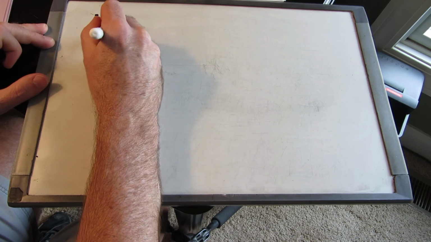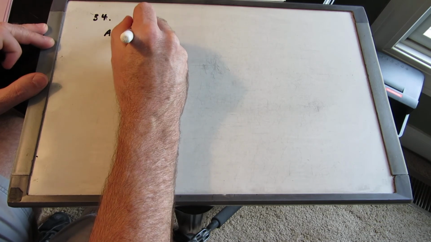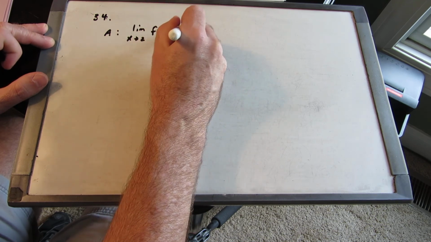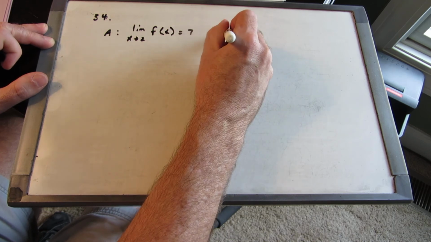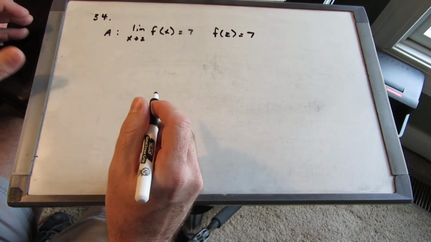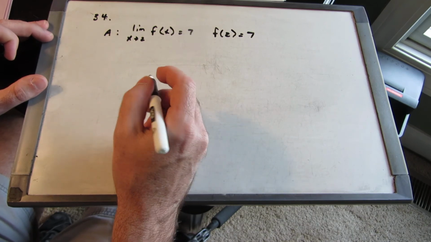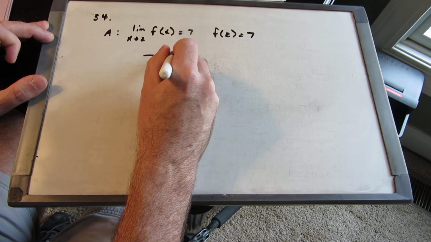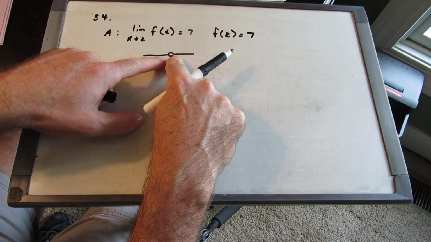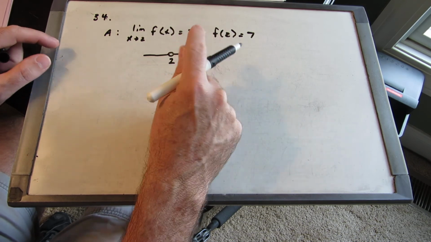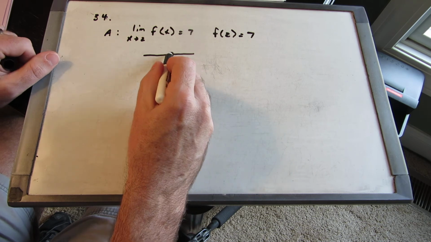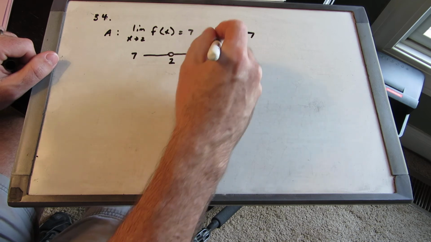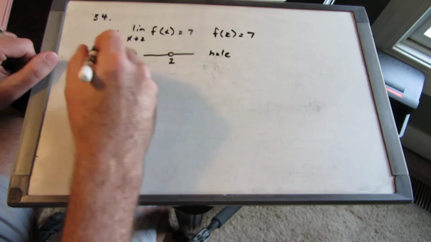So for part A, it says if the limit as x approaches 2 of f of x is equal to 7, then f of 2 is equal to 7. Is that true, or is that not necessarily true? Well, we know from limits, if you have a hole, your fingers come together at x equals 2 and y equals 7, that doesn't mean f of 2 is defined. It's undefined at 2, so f of 2 doesn't have to equal 7. There could be a hole. So part A is false.